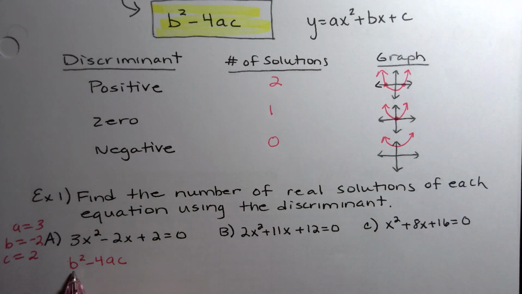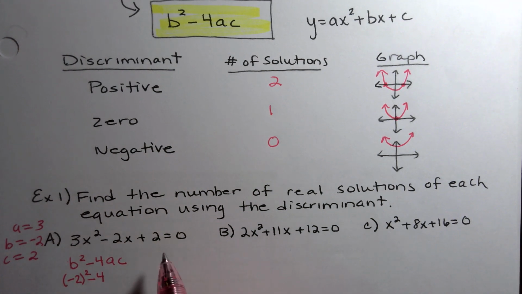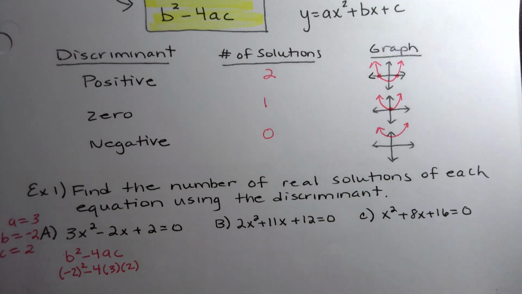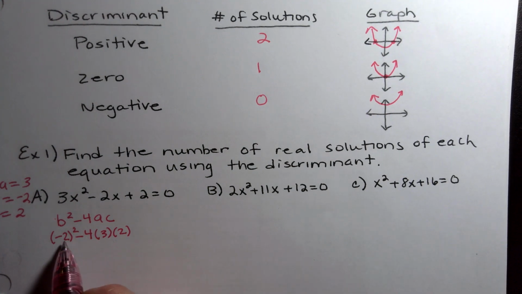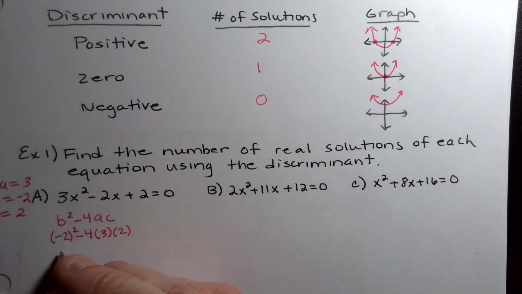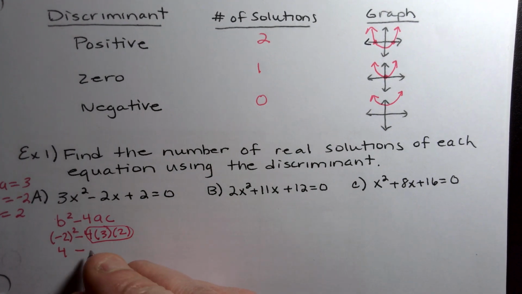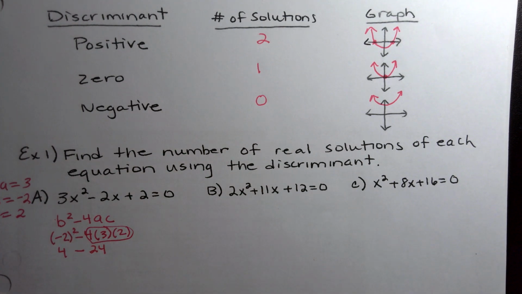Now we're going to substitute, and when you substitute values in, and if they're ever negative, you need to put them in parentheses. So when I put this b in, I see it's a negative, so I'm going to put it in parentheses. Minus 4 times a times c. I put these in parentheses too because there's so many of them. So remember, you have to do this beginning part first. Negative 2 squared, that's 4. Minus, and then you got to do this whole part. 4 times 3 is 12, times 2 is 24.